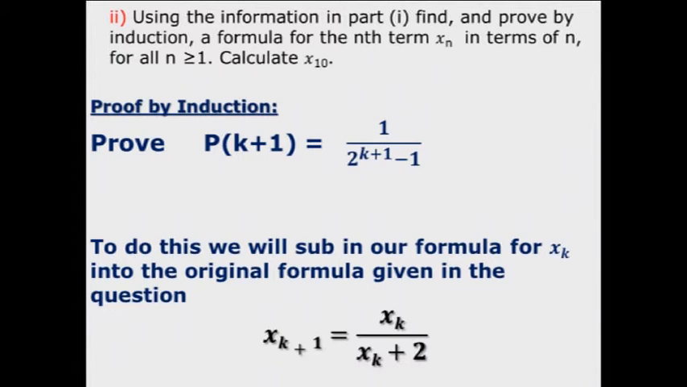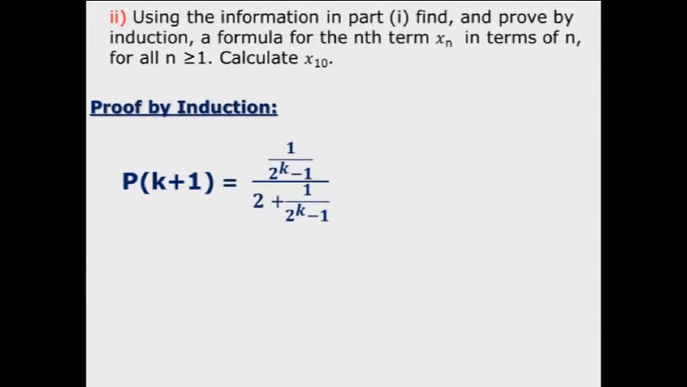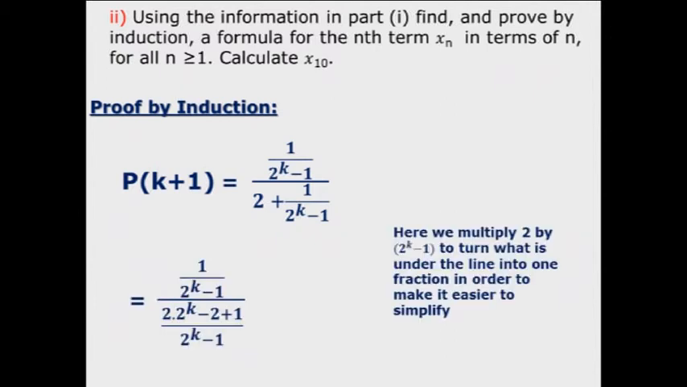So x(k+1) is equal to xk all over xk plus 2. So P(k+1) is equal to 1 all over 2 to the power of k minus 1, all over 2 plus 1 all over 2 to the power of k minus 1. And if we multiply 2 by 2 to the power of k minus 1, we can turn what's under the line into a fraction in order to make it easier to simplify.